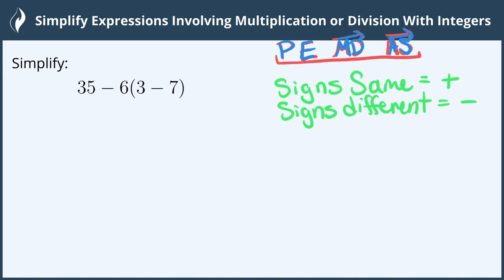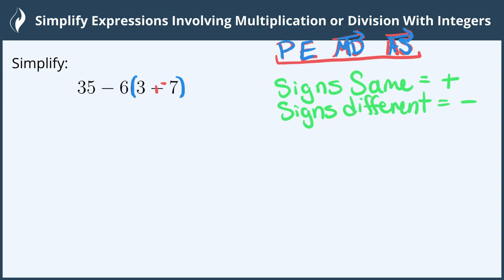Using the order of operations, I see that I have a set of parentheses right here, which means I need to do all of the operations inside of that first. 3 minus 7. Here I can change this to add the opposite. So I have positive 3 and negative 7.